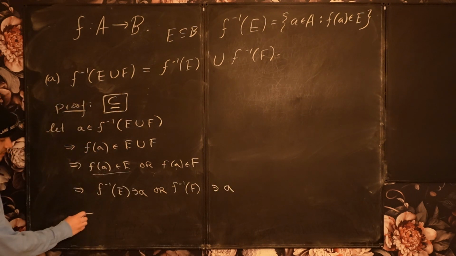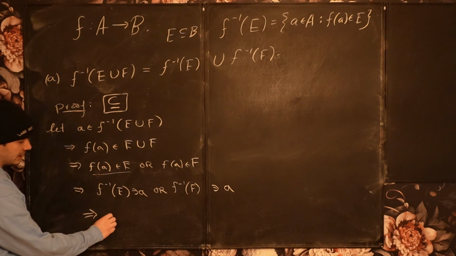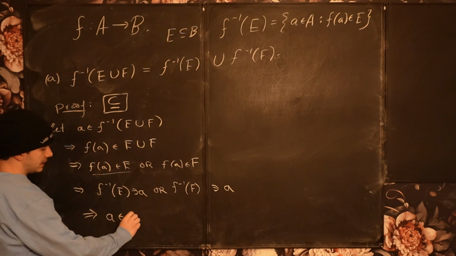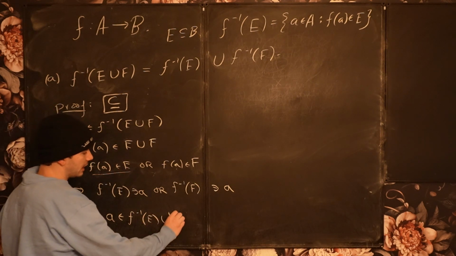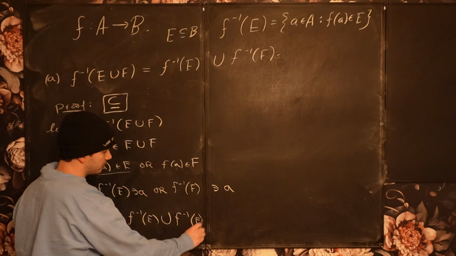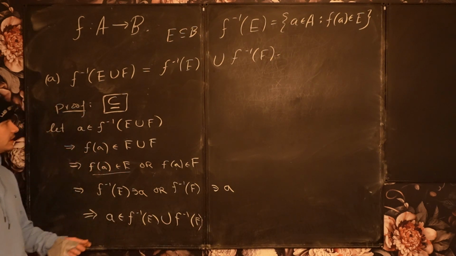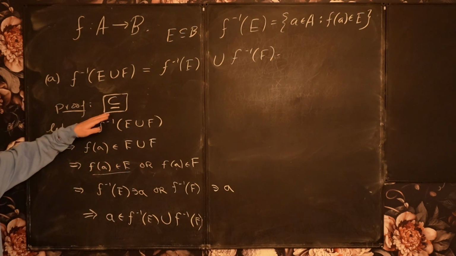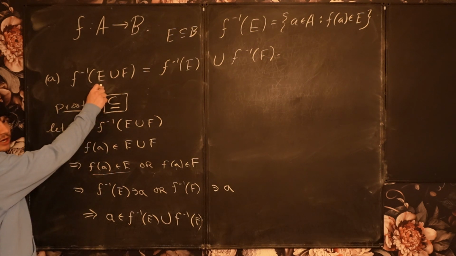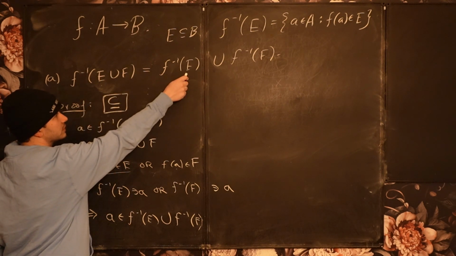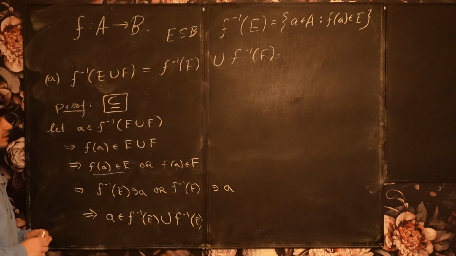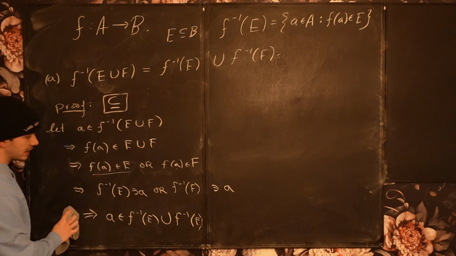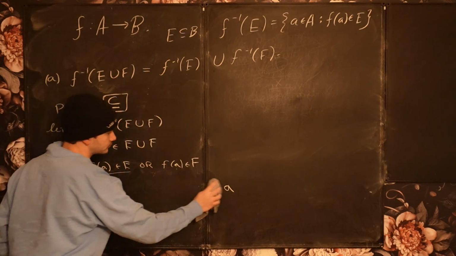And so what this means by definition of the union again is that a is contained in f inverse of E, or, which is the union symbol, f inverse of F. All right, well that's exactly this direction of the set theoretic inequality. We've shown that the arbitrary element of this set must belong to this set. So therefore this set must contain the set on the left. Okay, then let's look at the other direction.